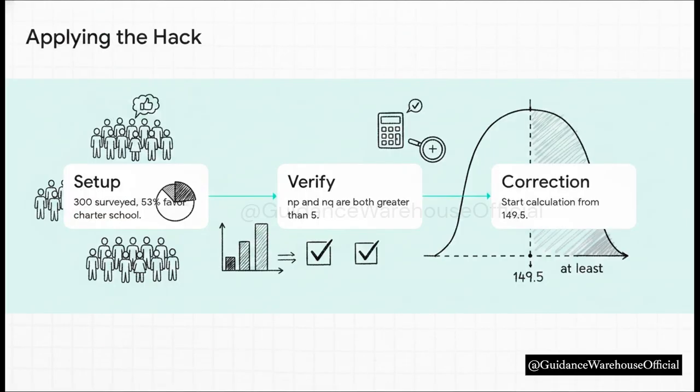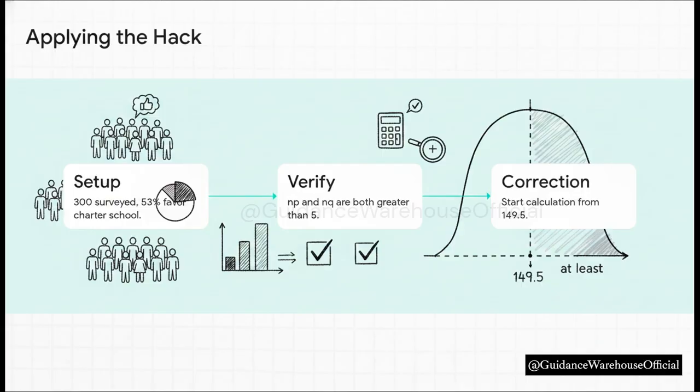Let's see this in action. Say a district surveys 300 people, and historical data tells us 53% favor a charter school. Step 1 is our setup. Our trials, N, are 300. Our probability, P, is 0.53. Step 2, we verify. So NP is 159, and NQ is 141. Both are well over 5, so we are clear to use the normal approximation.